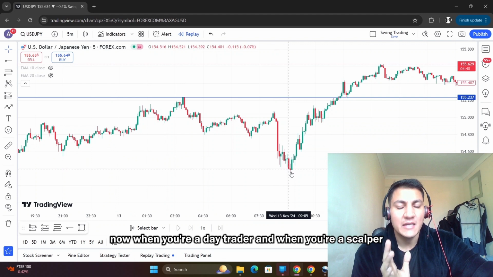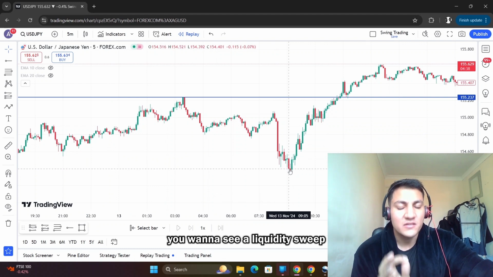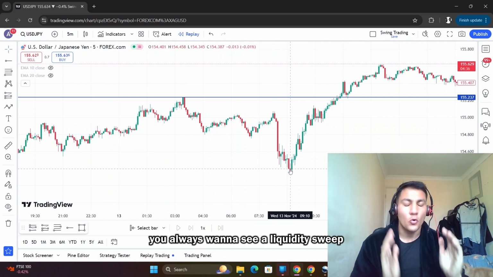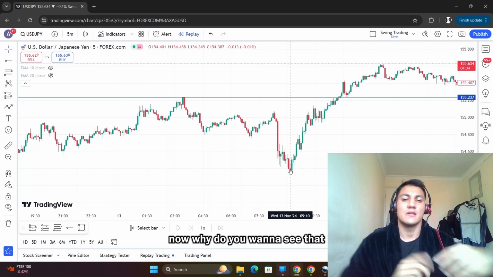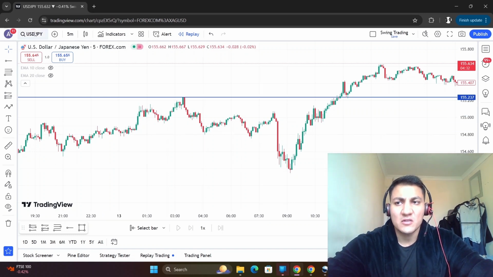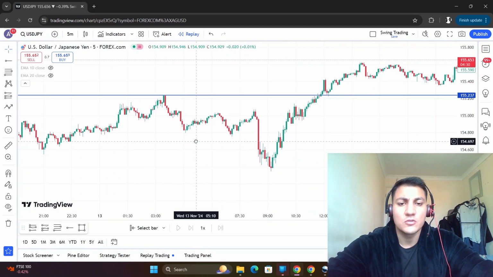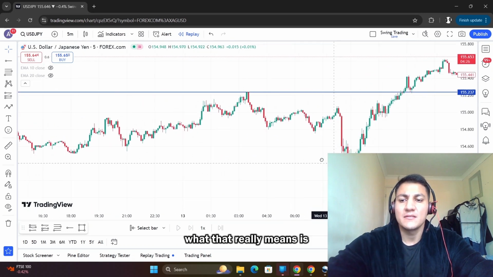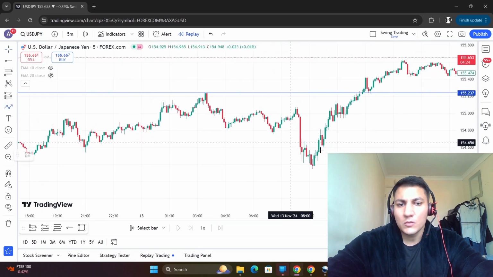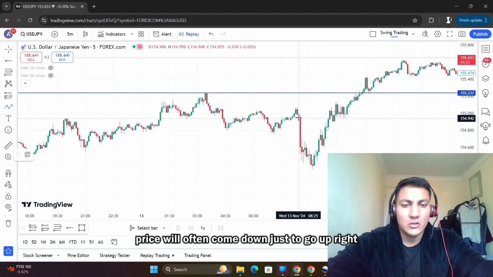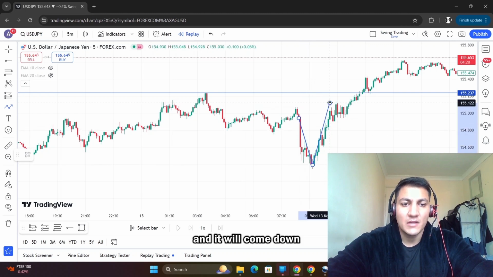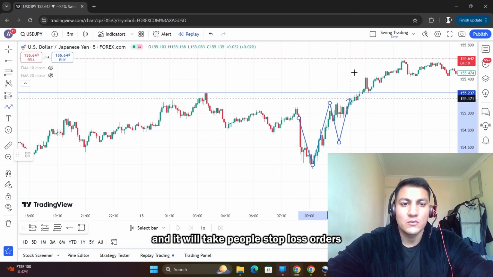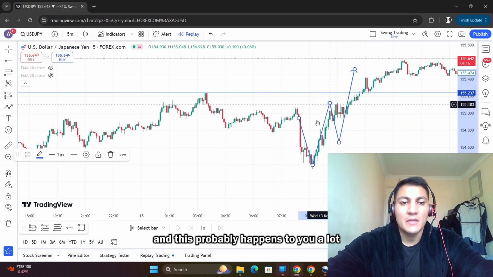Now, when you're a day trader and when you're a scalper, you want to see a liquidity sweep, right? You always want to see a liquidity sweep. Now, why do you want to see that? On the lower time frames, especially for Forex, but you get this in indices too, there's lots of manipulation. When people say manipulation, what that really means is, like we know we're bullish, price will often come down just to go up, right? It will come down and take people's stop loss orders, and then it will go up. And this probably happens to you a lot.